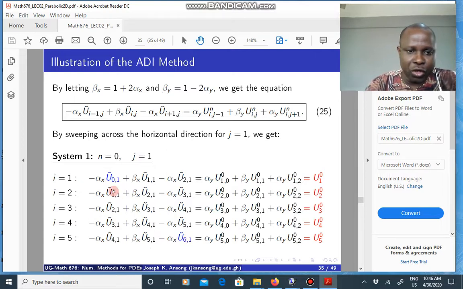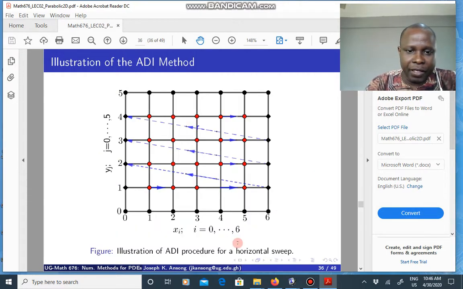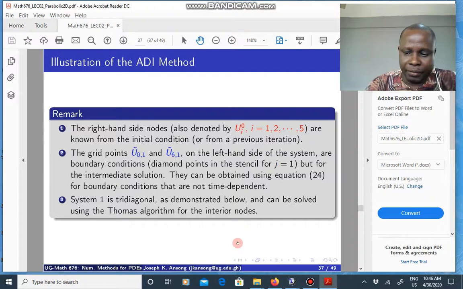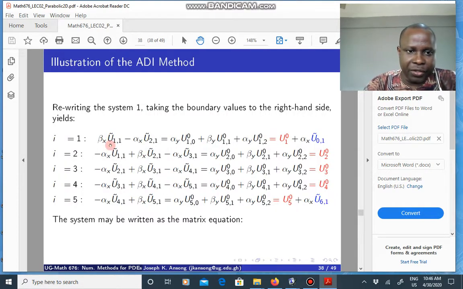So this will be known and that will be known, so you can take them to the right hand side, this one to the right hand side. And then the resultant equation, this is basically what I just explained previously. The resultant equations, when you take the boundary stuff to the right hand side and the other one to the right, is this. Okay.